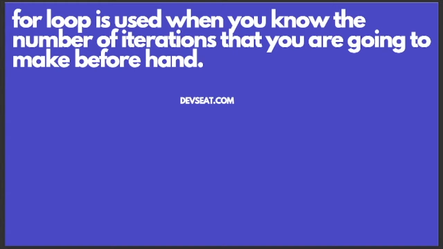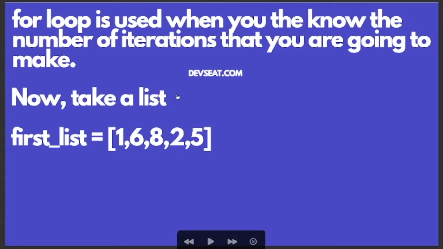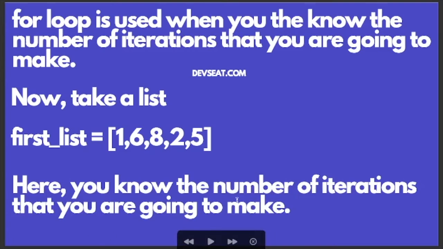So consider a list. Consider a list with 5 elements. That means at max you will be making 5 iterations because you know the length of this list. Since you know the number of iterations beforehand, go for a for loop. Okay, this is one example. Yes, you know the number of iterations that you are going to make.